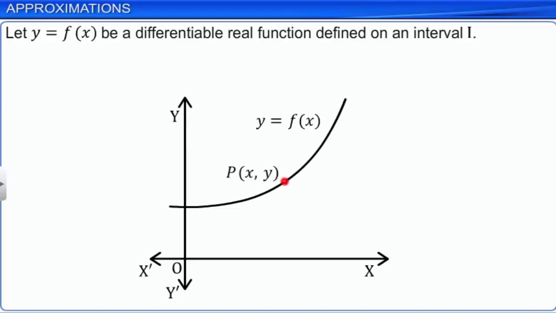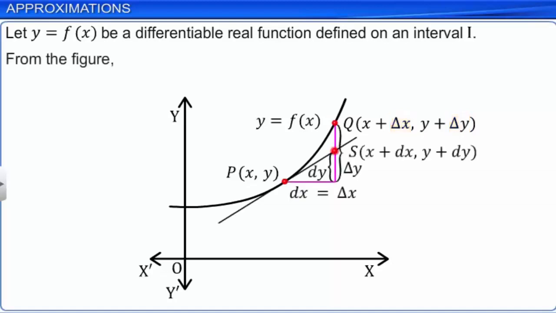Consider a point P(x, y) on the curve, and a point Q close to point P such that its coordinates are (x + Δx, y + Δy). Here, Δx is a small increment in x and Δy is the increment in y corresponding to the increment in x.